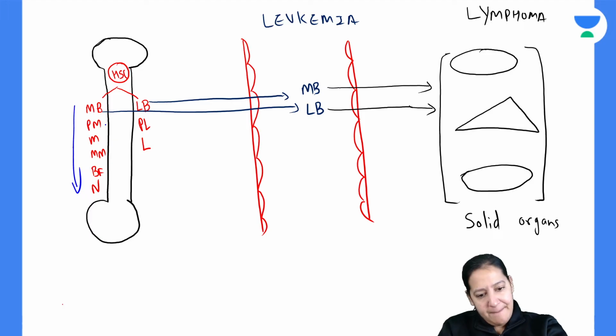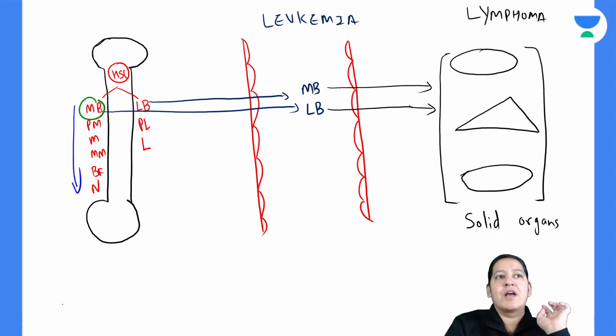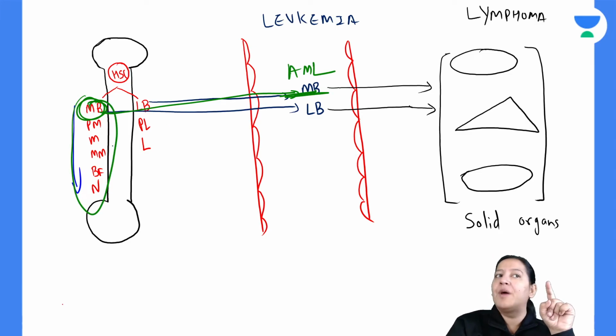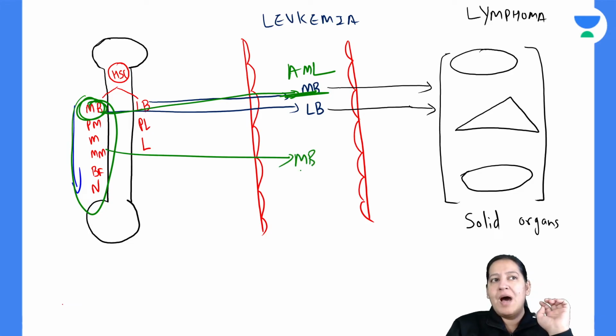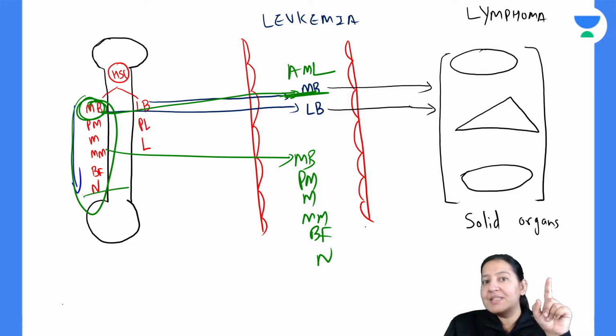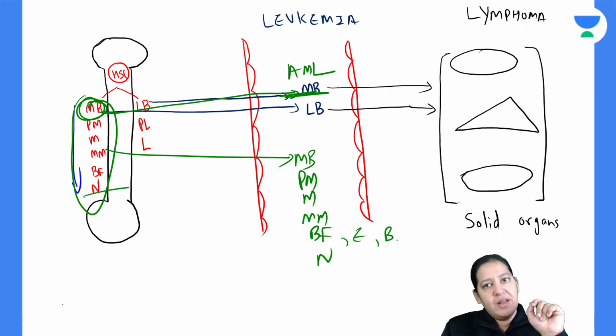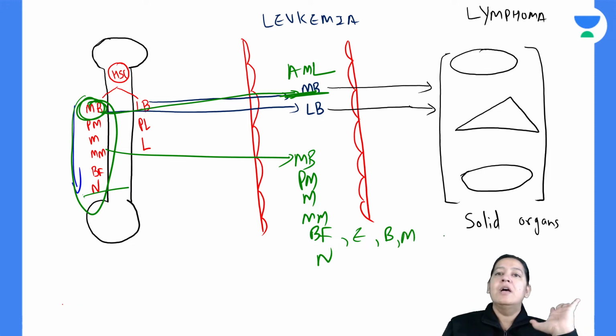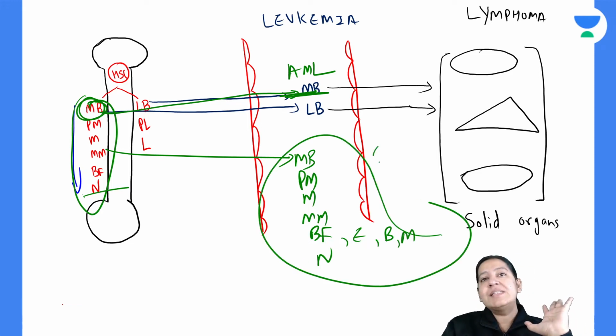So in AML, only myeloblast will come in the blood. Only myeloblast is coming. That is known as AML. But in CML, all of them are coming in the blood. So along with myeloblast, you will get promyelocyte, myelocyte, metamyelocyte, band form, and neutrophil. Not only neutrophil, along with neutrophil, eosinophil, basophil, monocyte, you will get everything. So you will get a mixture of cells in CML.